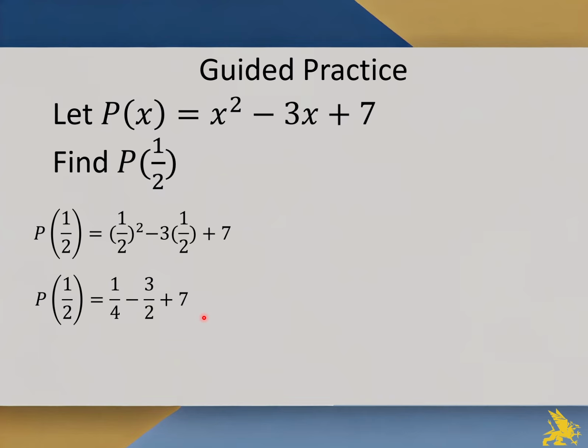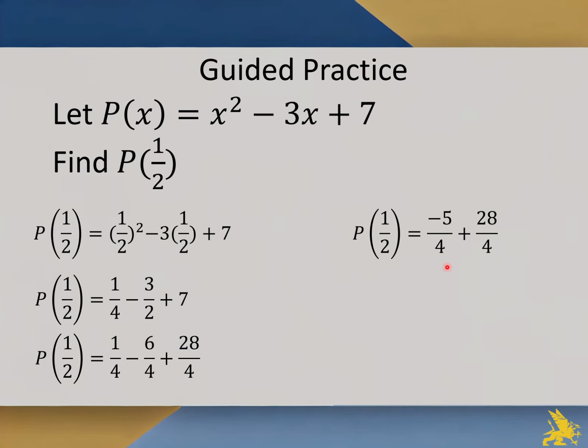To solve this, we need to get it to be the same size. So that means I'll have all my denominators 4. So that turns it into 6 over 4 and 28 over 4. I can then simplify this further. 1 take away 6 is negative 5. So negative 5 over 4 plus 28 over 4 is 23 over 4.